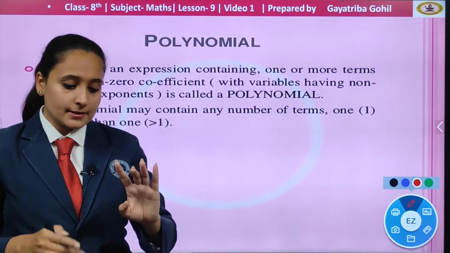Now, let us use these concepts to solve the sums of exercise 9.1. Identify the terms and their coefficients for each of the following expressions. Expressions are given to you over here. So, over here, 5xyz square minus 3zy. So, what are the terms? There are two terms, 5xyz square and minus 3zy. See, first and second. Now, the coefficient for this will be 5 and here it will be minus 3.